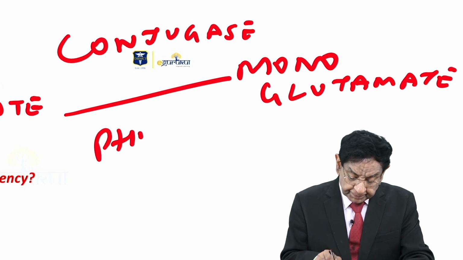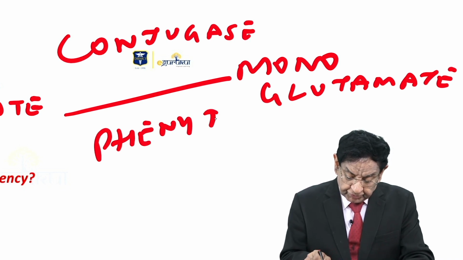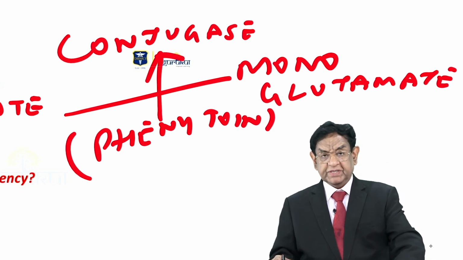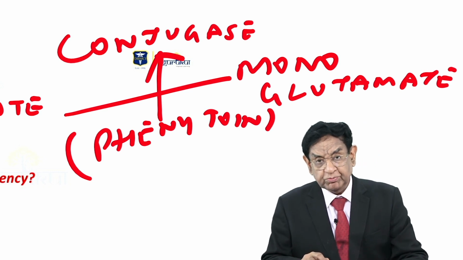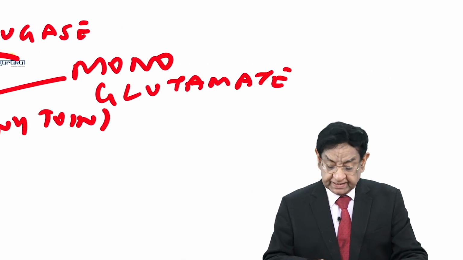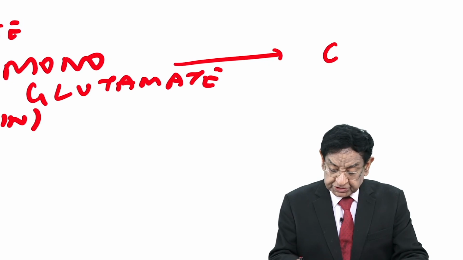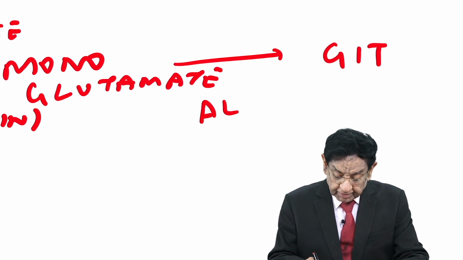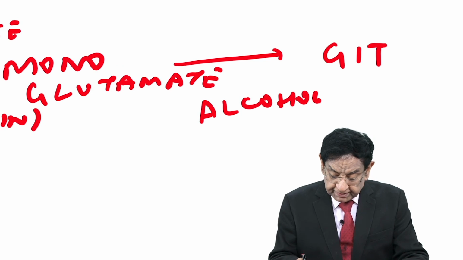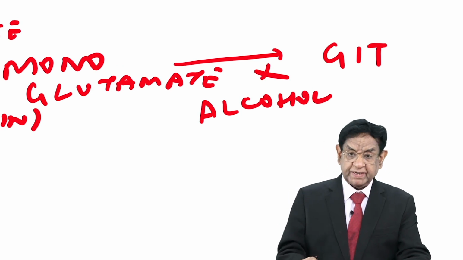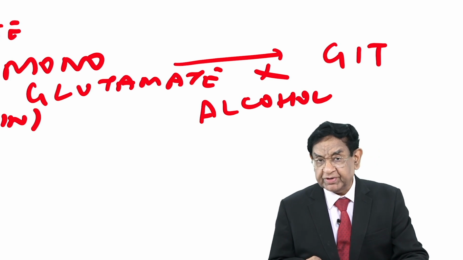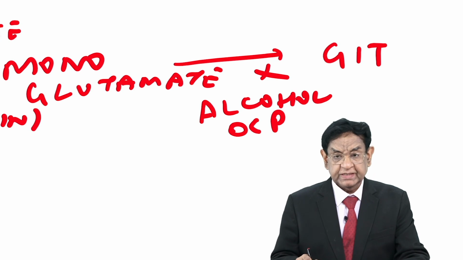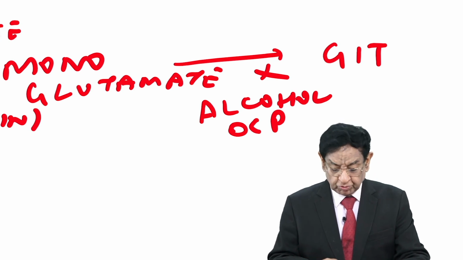Phenytoin, which is an anti-epileptic drug, inhibits this enzyme. As a result, it is not broken down into monoglutamate, and it is monoglutamate that gets absorbed in the GIT. Alcohol inhibits absorption of monoglutamate in the GIT. This is how it leads to folic acid deficiency, including oral contraceptive pills also. These two drugs inhibit absorption of monoglutamate.